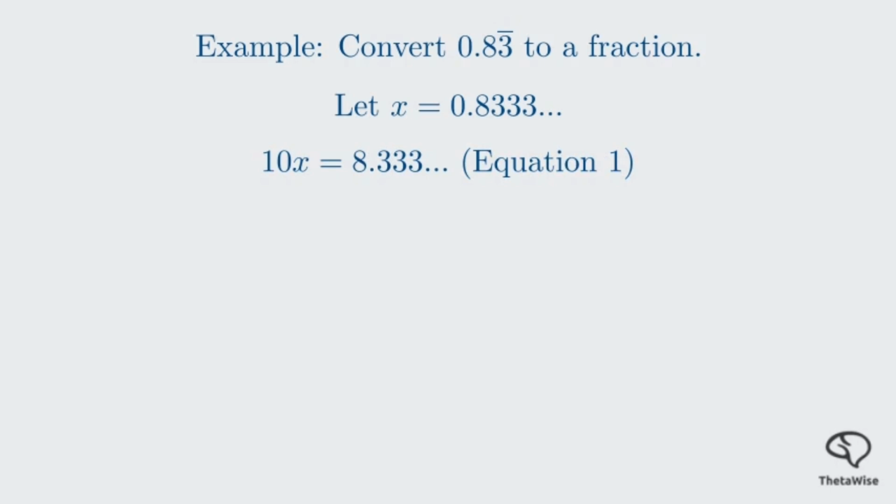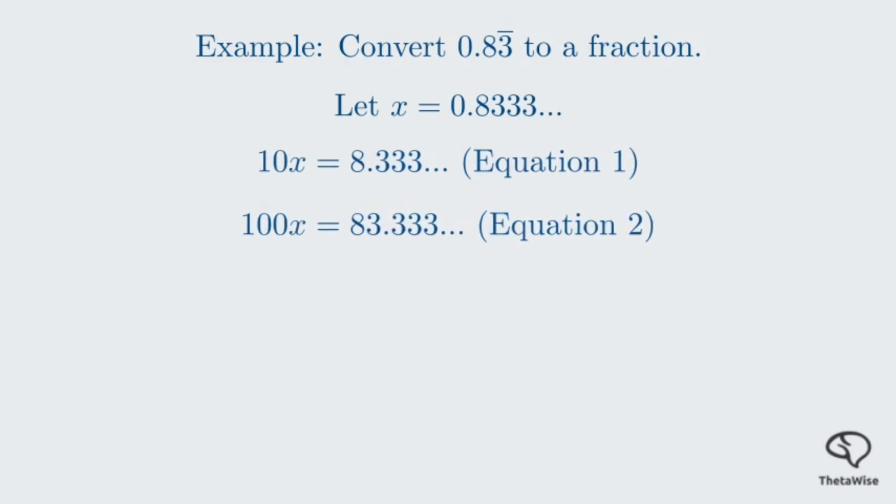Now, we forget the first step and treat equation 1 as our starting point. From here, the process is the same as before, only the 3 is repeating, which is one digit. So we multiply by 10 again. Multiply both sides of equation 1 by 10. 10 times 10x is 100x, and 10 times 8.333 is 83.333. Let's call this equation 2.